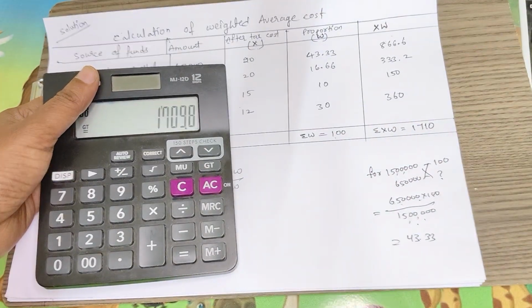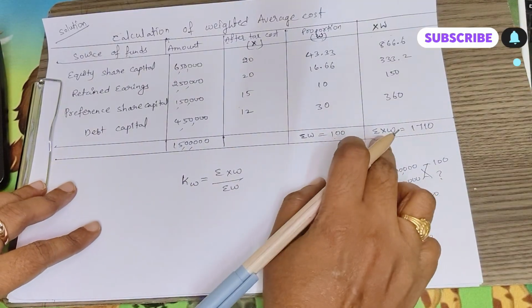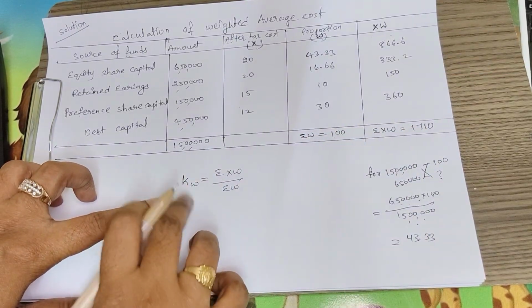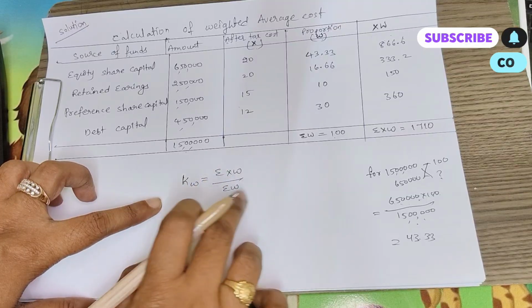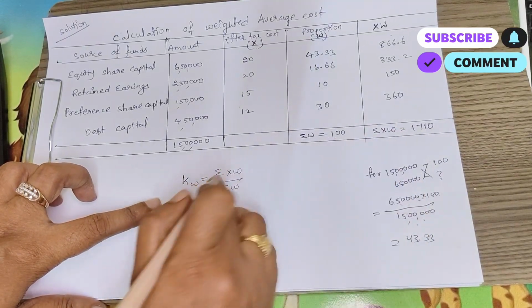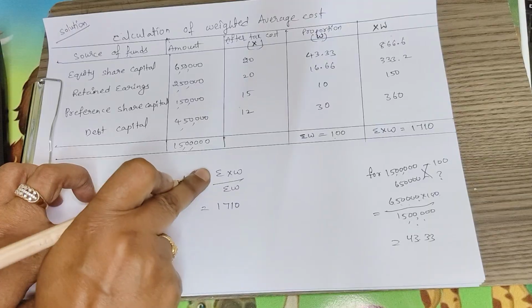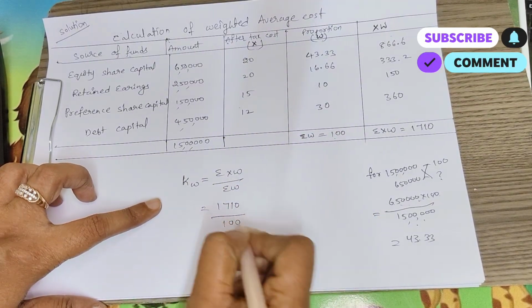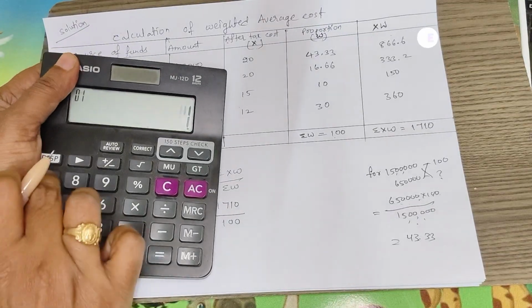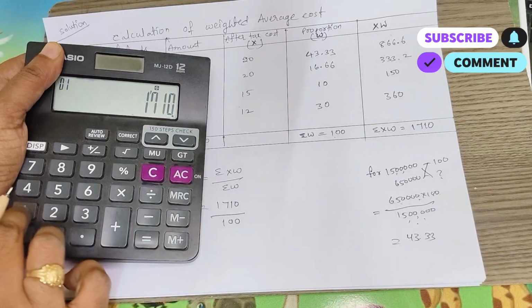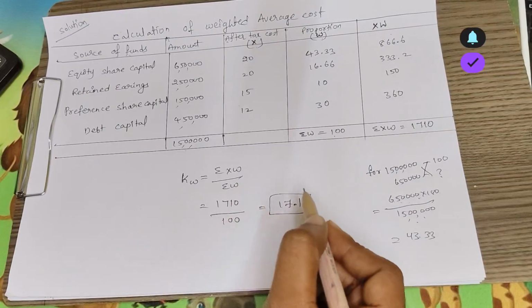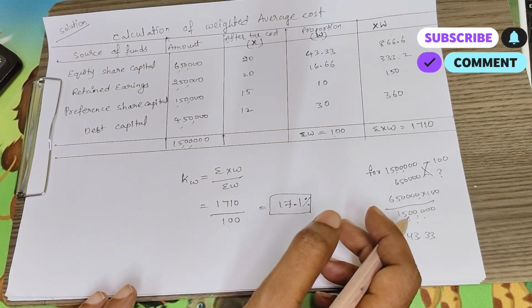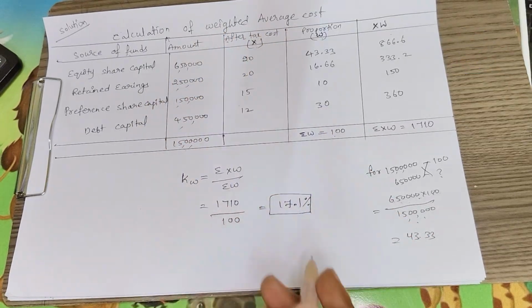As a round figure, after calculating summation of XW, apply these two values in the formula. What is that formula? KW is equal to summation of XW divided by summation of W. Those values we need to apply here: 1710, that is summation of XW, divided by summation of W, which is 100. 1710 divided by 100 is 17.1 percent. So this is the calculation process for weighted average cost of capital.